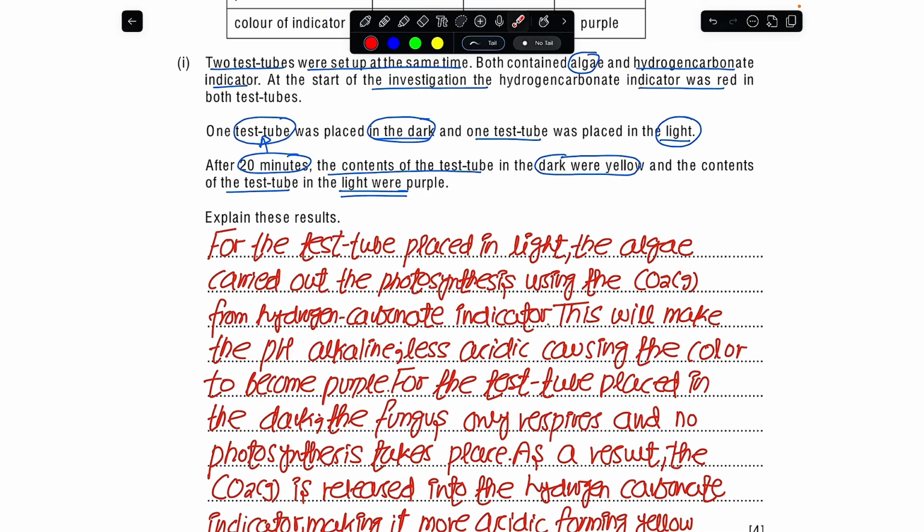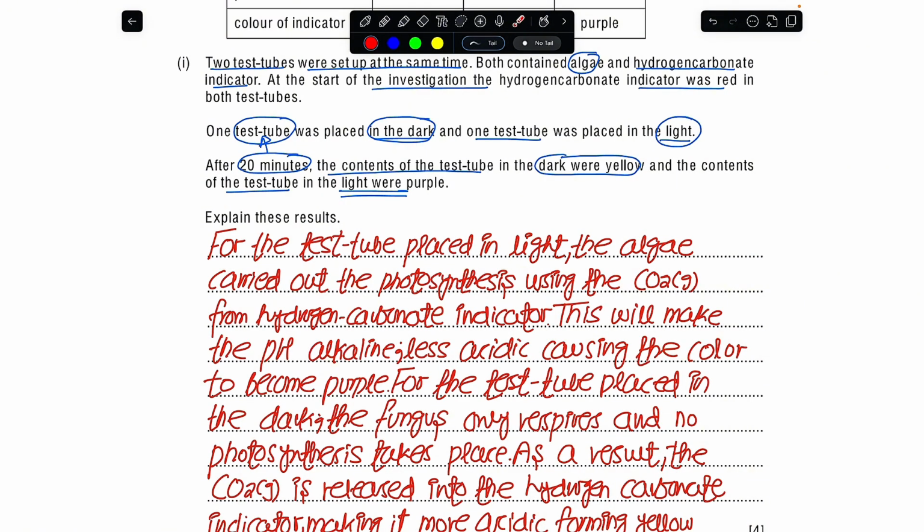What we know is that when the algae are placed in the dark, they would not photosynthesize, they would respire. And when they respire, they release carbon dioxide into the surrounding hydrogen carbonate solution. And since CO2 is acidic, it would decrease the value of the pH. However, when the algae are placed in the light, they would photosynthesize and use up the acidic carbon dioxide from the hydrogen carbonate solution.